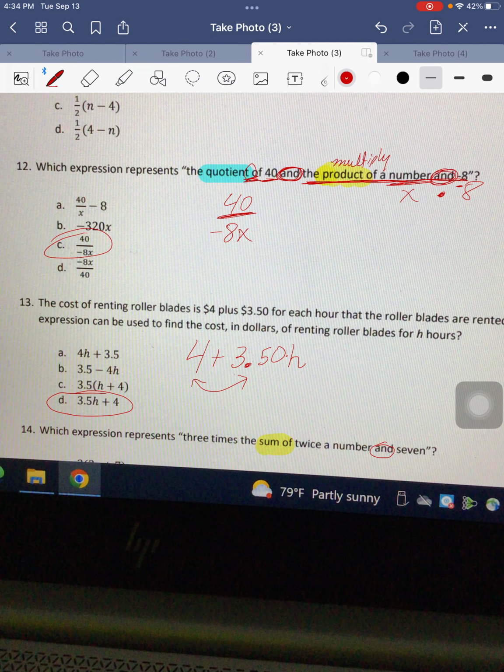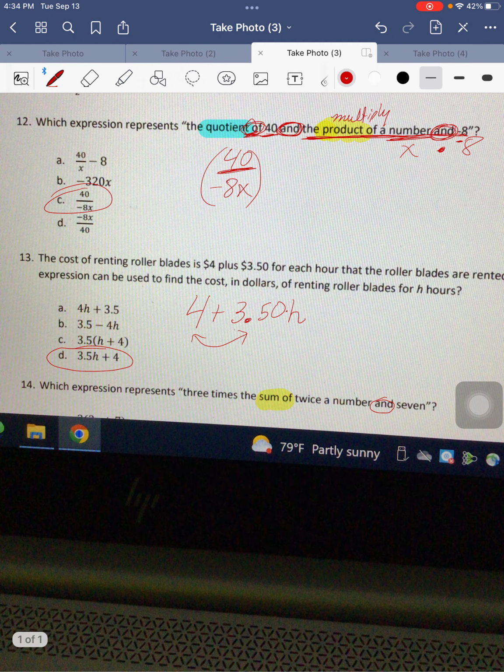There was an of there, so I could have put this in parentheses, and there's no problem with it, but there is nothing in front of the quotient. So here we have 3 times, so there is something in front of the quotient. So it's going to be 3 times, in parentheses, the sum. So we're looking for and. What comes before it is twice a number, so twice a number. And 7, we have to sum it up. So 2x plus 7. And there's your final answer. And I think there are some more problems here. One more problem.